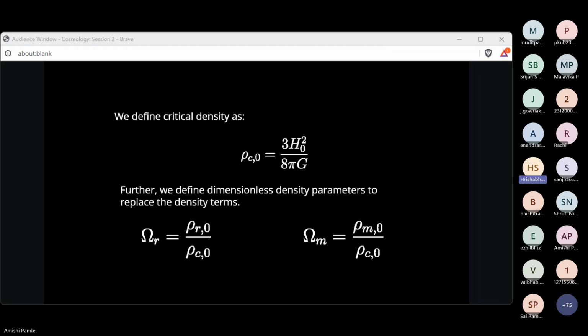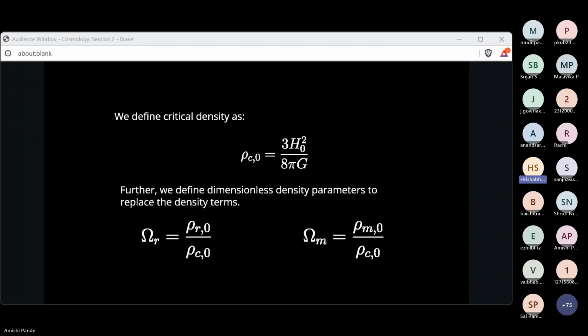We will call them the density parameters, or the capital omega. So capital omega R is rho R by rho critical, and capital omega M is rho M by rho critical. And please notice that it is rho R naught, rho C naught. Similarly, it is rho M naught and rho C naught. Why are we using naught? Because these density parameters are not varying with time. They are the current value of density parameters.